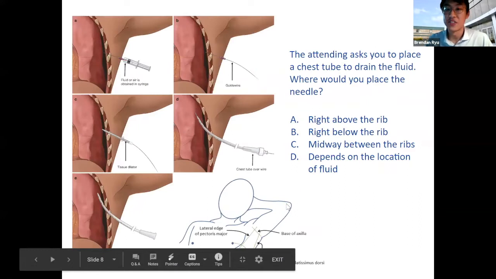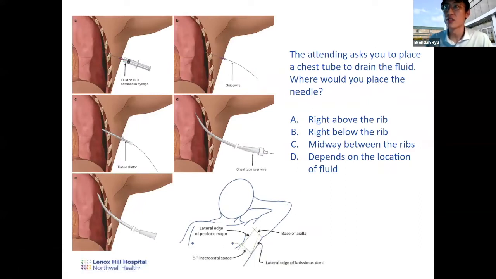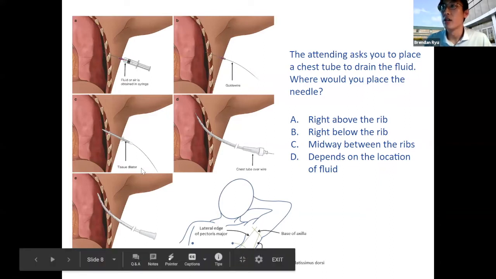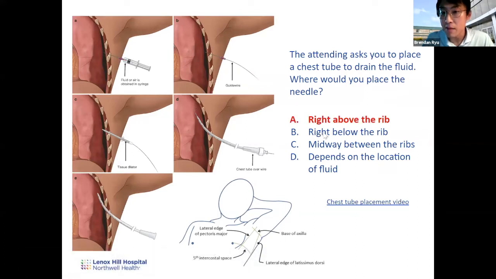So I'm seeing a lot of C, midway between the ribs. I'm seeing some A's above the rib. So the answer is actually right above the rib, but I'm happy that people wrote midway between the ribs, because in an ideal ER setting, that would be the safest place for you to place the needle. The only thing is it's not as practical because it's kind of hard to find right between the two ribs.